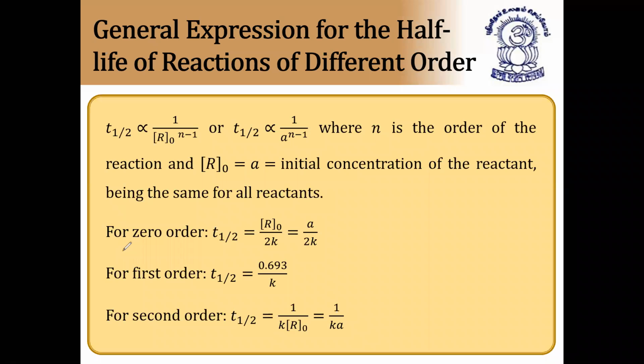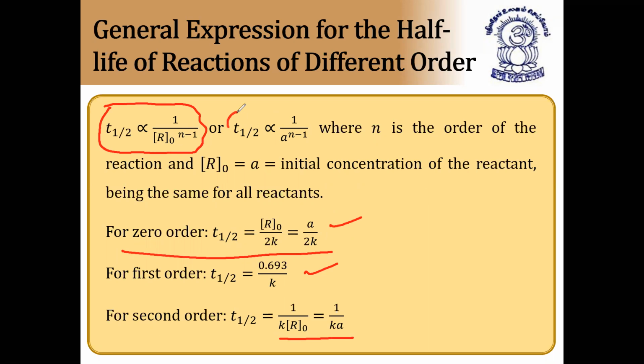So what is this table? For zero order reaction, T half is equal to A by 2K, where A is called initial concentration of the reactant. For first order kinetics, 0.693 by K. And for second order, 1 by K R naught. And for any order of the reaction, T half is proportional to 1 by concentration R naught whole to the power of n minus 1, or T half is proportional to 1 by concentration A to the power of n minus 1, where n is the order of the reaction. So for zero order, 0 minus 1. For second order, first order, third order.